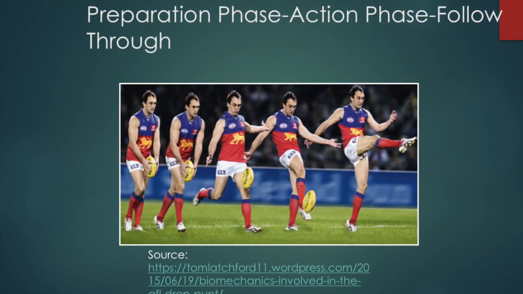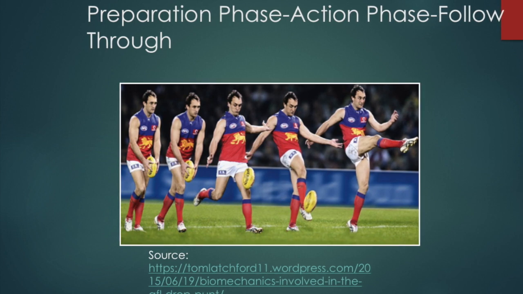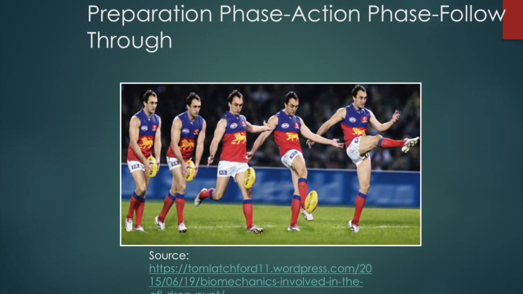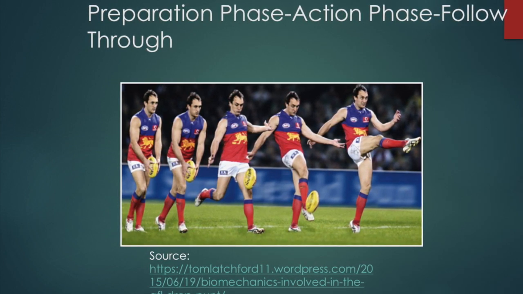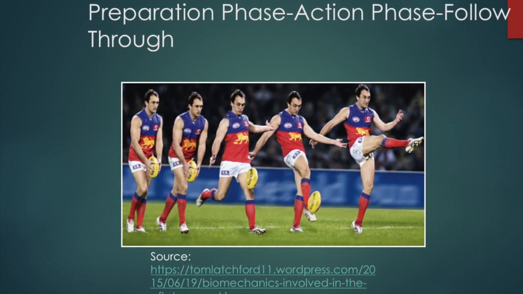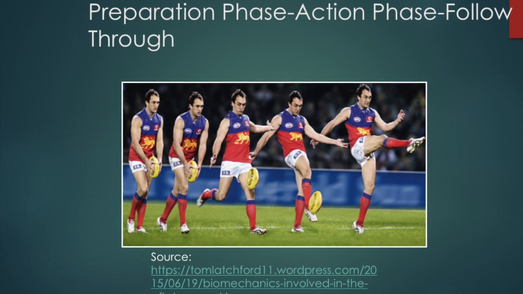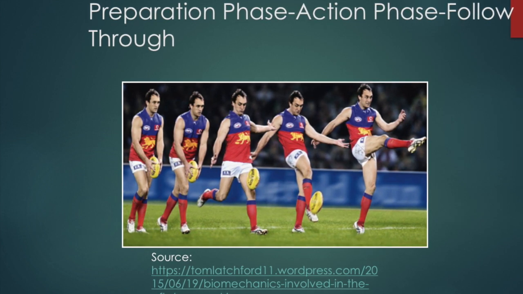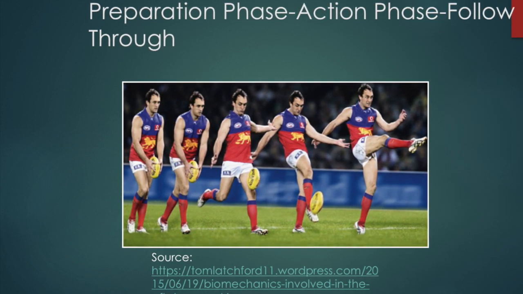Even though technique differs person to person, there are three main phases of an AFL drop punt. These include the preparation phase, where a step is taken with the non-dominant leg, an action phase where the ball is dropped and the leg is swung back, creating momentum to kick the ball, and then a follow-through phase, where the ball has left the foot and the foot and leg have swung high in front of the body.